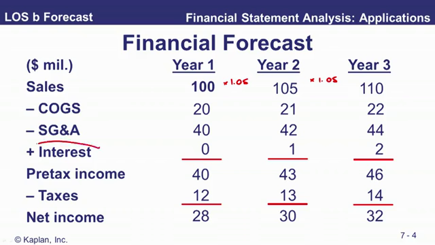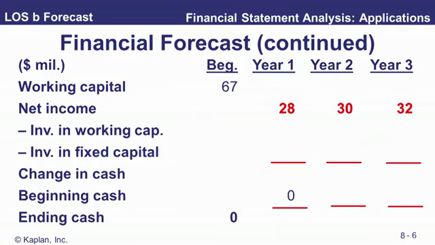The figure that we haven't really talked about yet is where these numbers came from. So we're going to need to work out the opening cash. Notice at the beginning of year one, we've assumed 0 cash. So 5% of 0 is 0 interest, so that's why we've got nothing in at year one. But of course, we've got working capital of 67. I've just brought in the net income for year 1, year 2, and year 3 from my forecast income statement on the previous slide.